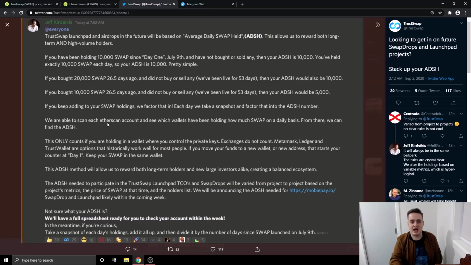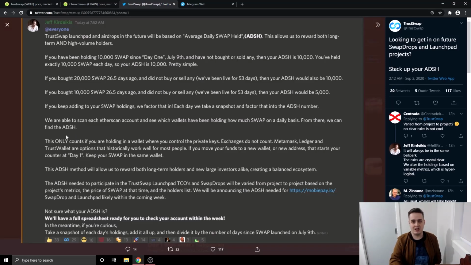We are able to scan Etherscan accounts and see which wallets have been holding swap for the longest and which wallets have been holding swap on a daily basis. From there, we can find the ADSH and find what number you're on. If you've been holding it for longer, then you will have a better number and a better chance of getting into these different projects. If you've been holding it for less, but you're a high volume holder, then you've also still got a good chance. If you're a low volume holder and you've not been holding for that long, then your chances of getting in on these projects are going to be fairly slim.